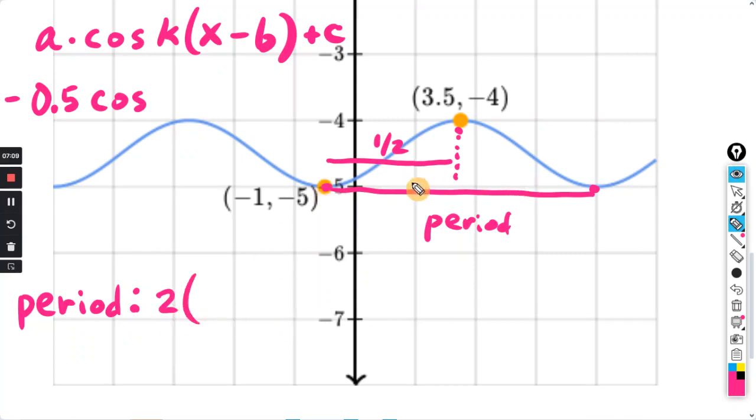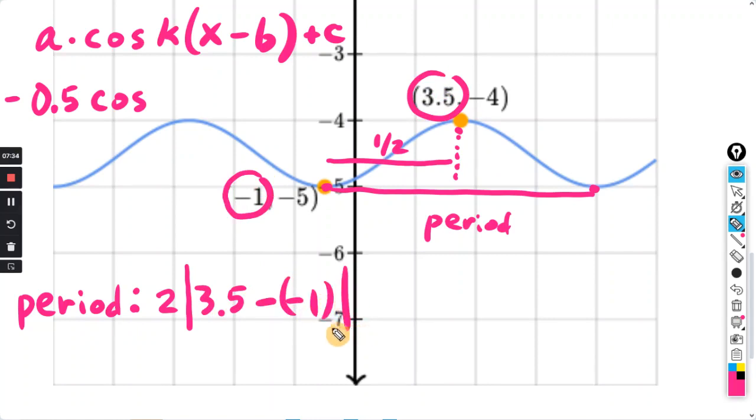And now since we're doing horizontal distance, we're looking at the x's. Really you just subtract and take the absolute value, or you can put the larger number first. So it's going to be 2 times 3.5 minus -1, and take the absolute value. So that's going to be 2 negatives make it positive. 3.5 plus 1 is 4.5. And 2 times 4.5 is just 9. Remember this is a distance, so it's always positive.